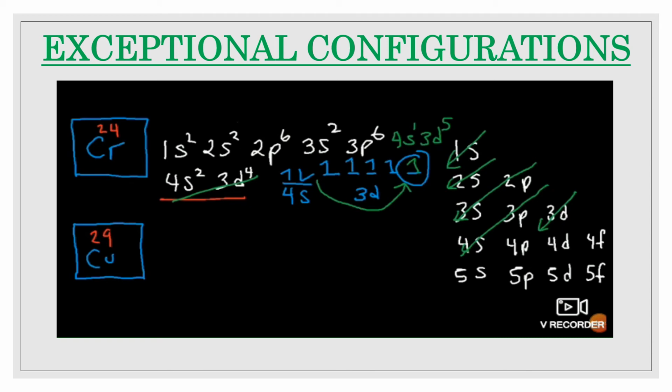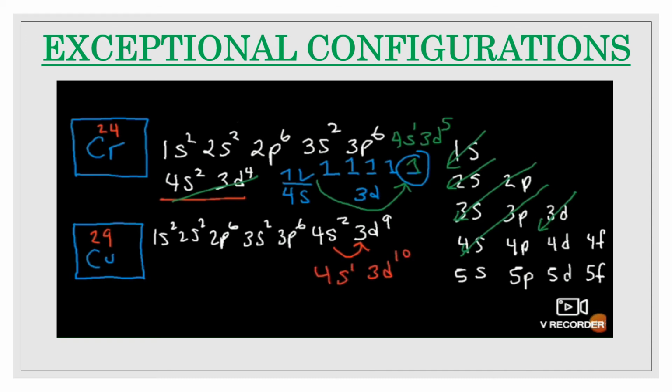Now, copper is very similar. Instead of copper being 1s2, 2s2, 2p6, 3s2, 3p6, 4s2, 3d9, one of the s electrons jumps into the 3d sublevel. So it's going to be 4s1, 3d10.